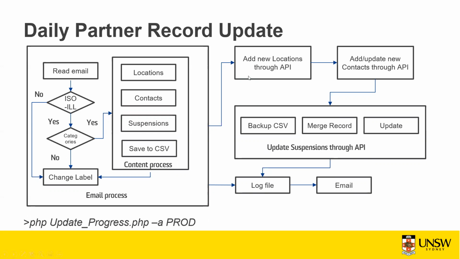Same as adding locations, the script checks whether any data file was created from the previous step. If not, skip. If yes, it reads the data, puts it in a dataset, sends it through the Alma API and updates the information on the server side. When this part is finished, we go to the next step: update suspension.